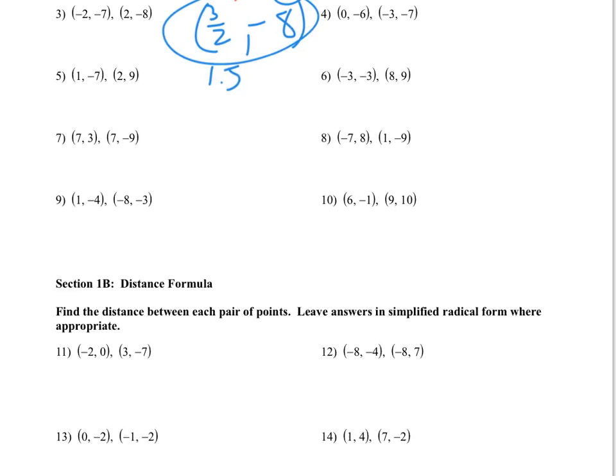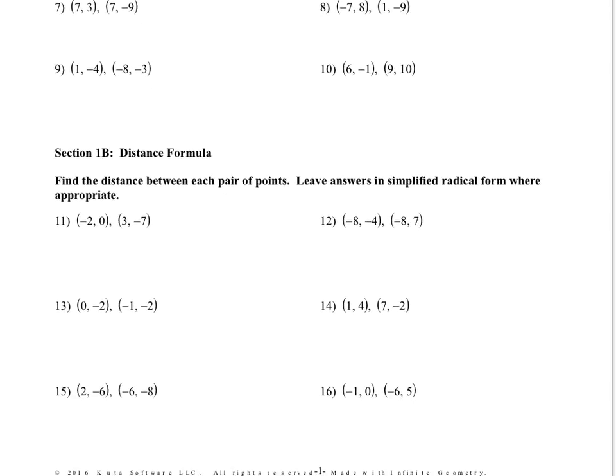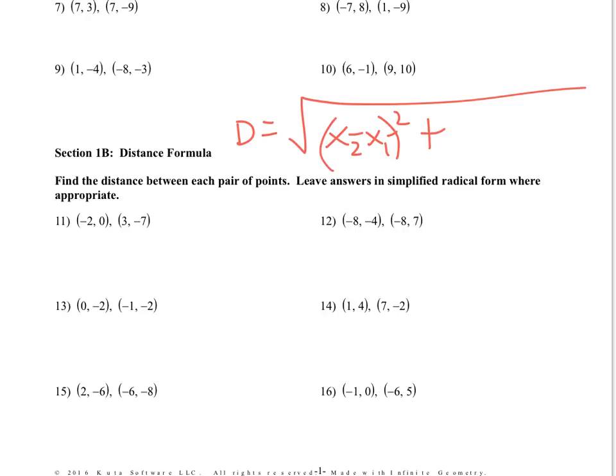Let's go down to the distance formula to review that. Distance formula, I'll use a D, is this formula, which you've had before: the square root of x2 minus x1, squared, in parentheses, plus y2 minus y1, squared, in parentheses. It's derived from the Pythagorean theorem, really.